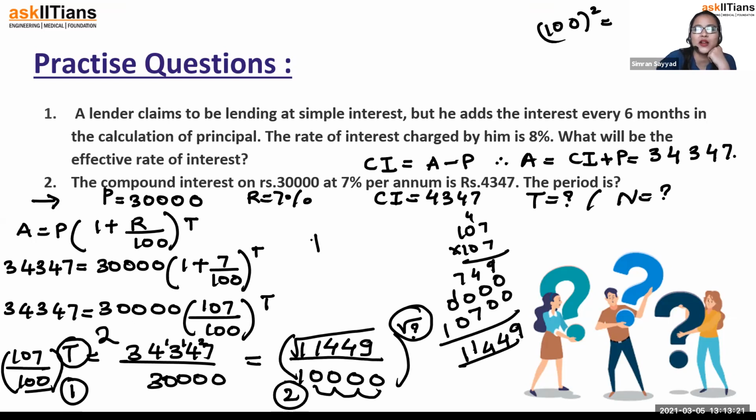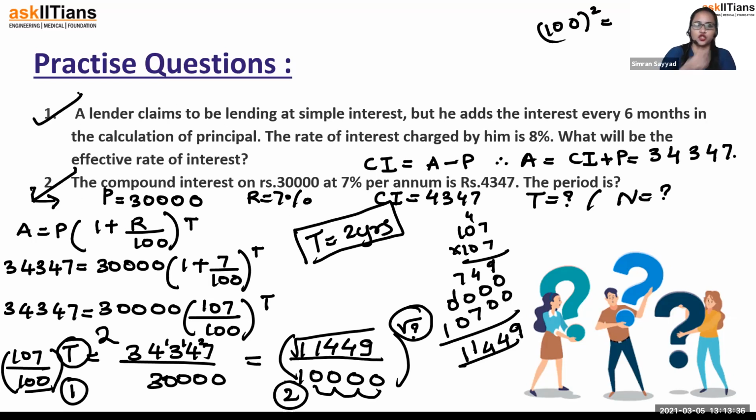So what is the answer? T is 2 years. Got it? So we have to compare the two ratios and we have to get the value. Okay, perfect. So the second question we have done, dear students. Let's go for the first one.